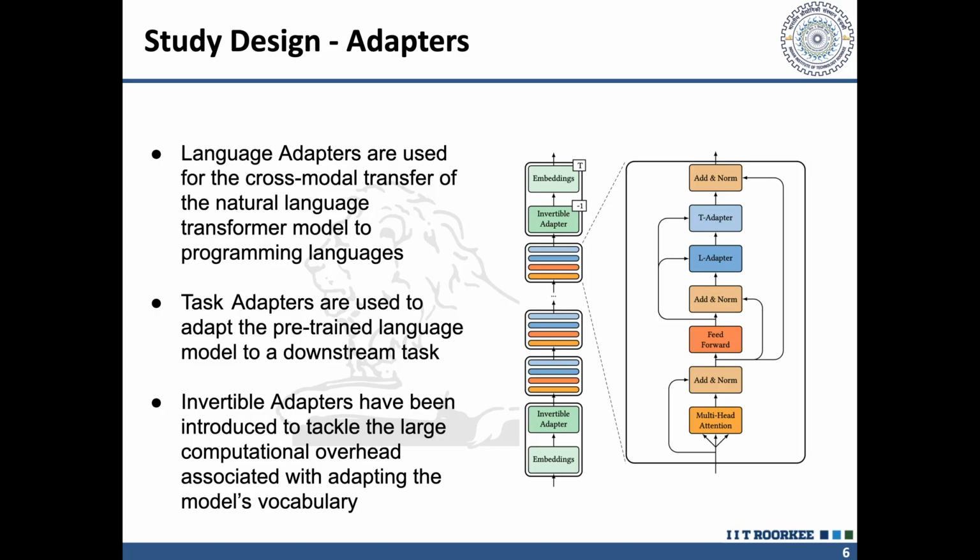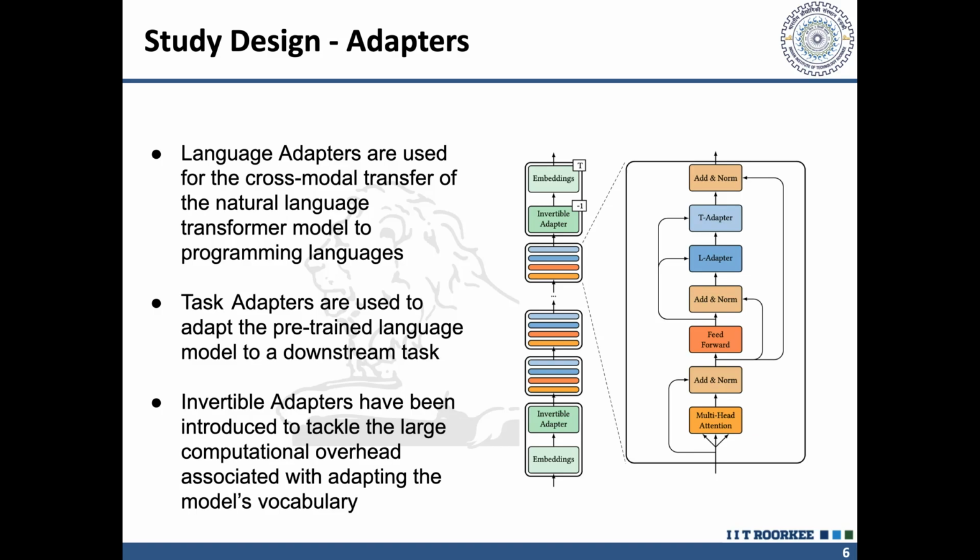We study adapters in the context of software engineering. We do so by means of adding language adapters to each layer of a base transformer model trained on natural language. And these language adapters are then trained on a huge code corpus using the MLM objective. After the pre-training process is carried out, task adapters are stacked on top of the language adapters and are then fine-tuned on an annotated corpus for a downstream task.